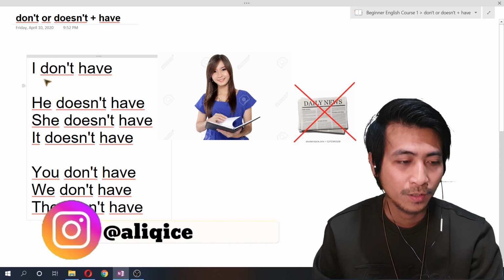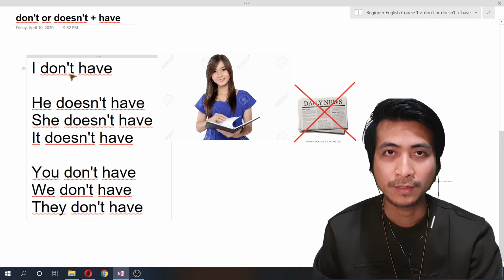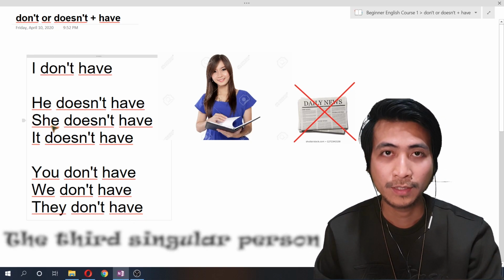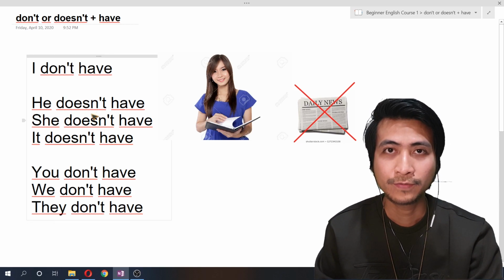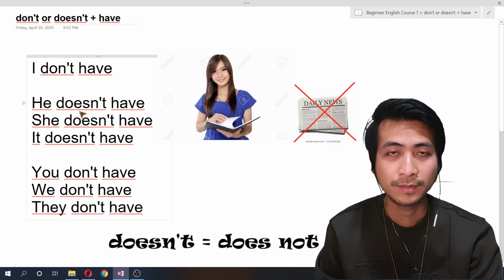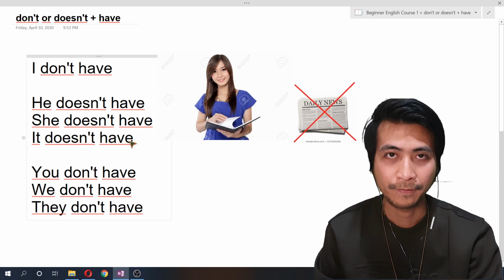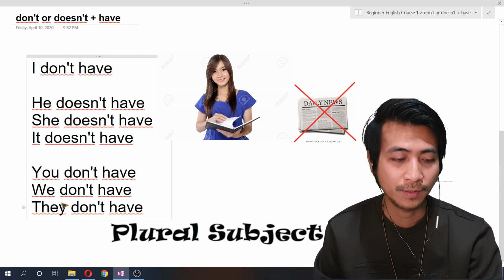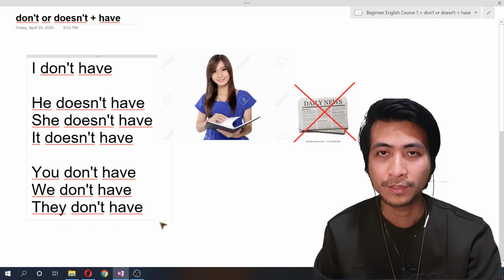For I, we use don't have. I don't have. Remember, don't is a contraction for do not. He, she, it, the third singular person, use doesn't, and doesn't is a contraction for does and not. He doesn't have, she doesn't have, and it doesn't have. Okay, next, you, we, and they, the plural subject, we use don't. You don't have, we don't have, and they don't have.